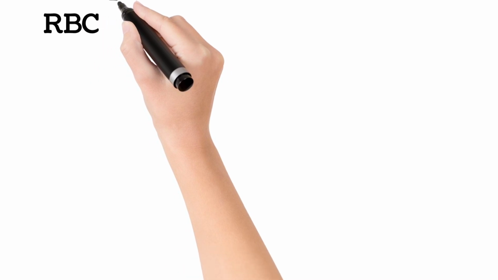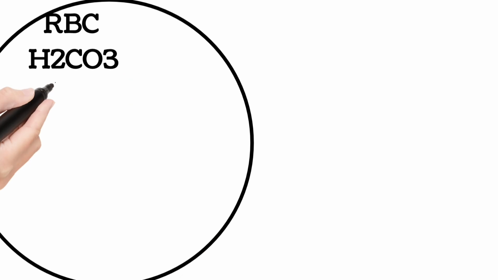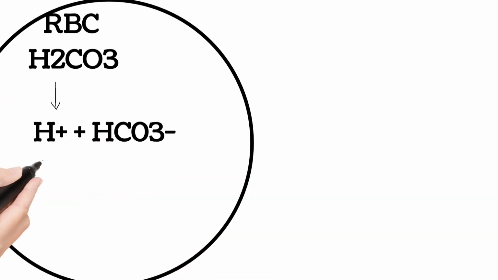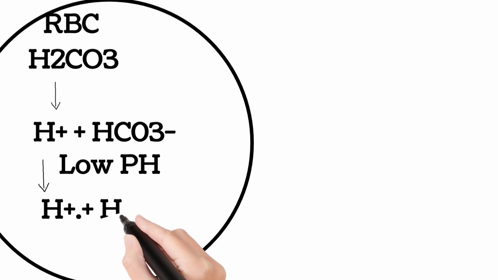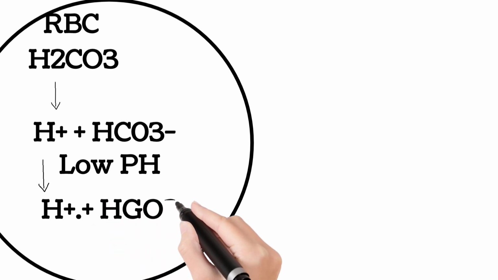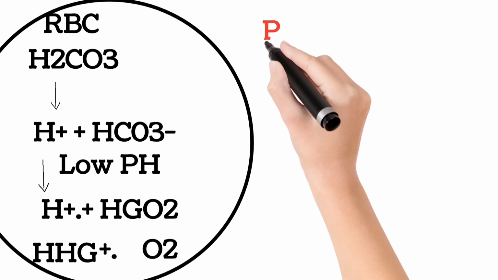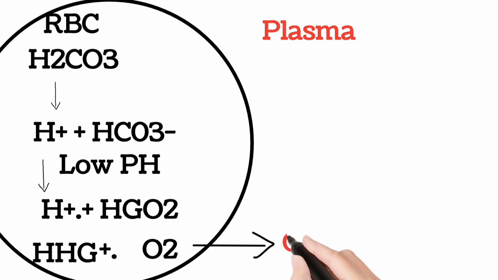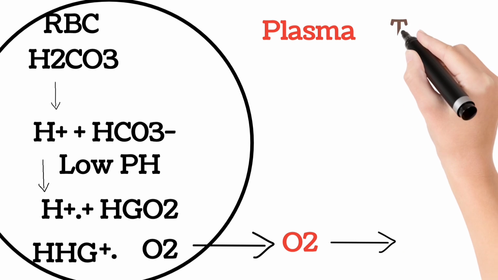Now in the RBC, the carbonic acid formed from the interaction between carbon dioxide and water dissociates into hydrogen ion and bicarbonate. Now this hydrogen ion will cause a low pH, which will then bind with the oxyhemoglobin, forming deoxyhemoglobin plus oxygen. Now this oxygen then enters the plasma, and from the plasma it gets into the tissues where it is utilized for metabolism.